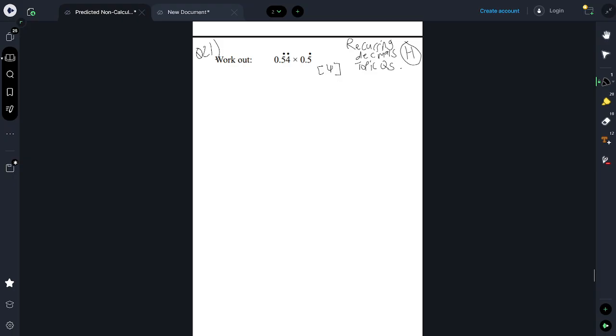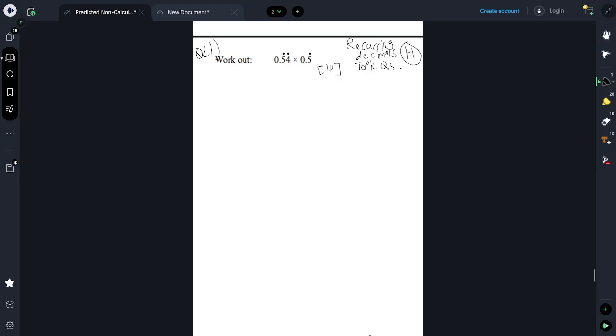But yeah, this next question is recurring decimals. This doesn't come up too much, if I'm honest, but they love asking this for non-calculator, because obviously you can't have a calculator to give you the answer. So here it's saying work out this recurring decimal times this. They love making you do arithmetic with recurring decimals. So they give you two different recurring decimals and expect you to do something with them.